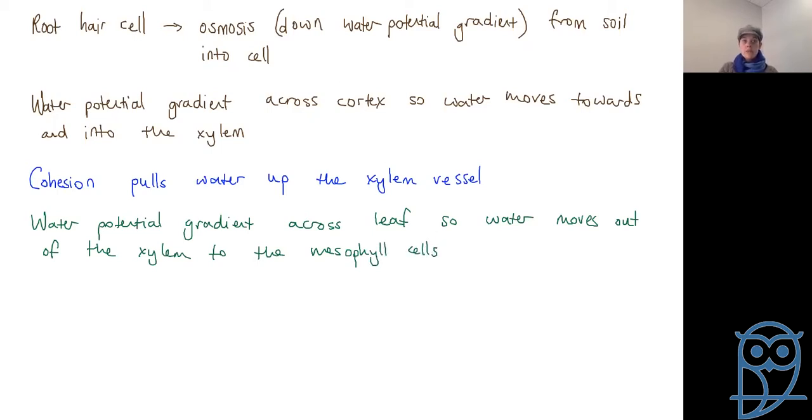So now we hit the mesophyll cells. But think about it. Palisade mesophyll cells, now you've got the site of photosynthesis, so we're going to use a whole lot of water there. So Palisade mesophyll, water used for photosynthesis.